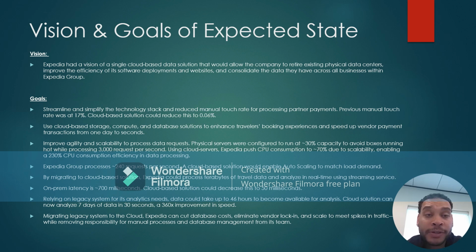By transitioning from the physical data centers into a cloud-based solution, they were going to be able to improve the efficiency of their software deployments and websites, and then consolidate the data that they have across all their brands within the Expedia group. There's upwards of 20 brands under this umbrella, and they wanted a place where they could store all of those brands, easily migrate data between them, and share across all of those different companies.